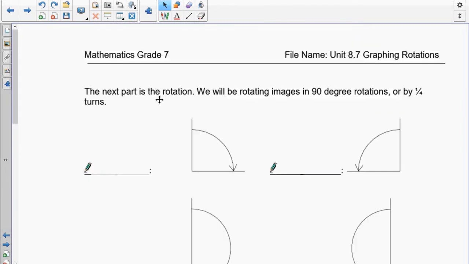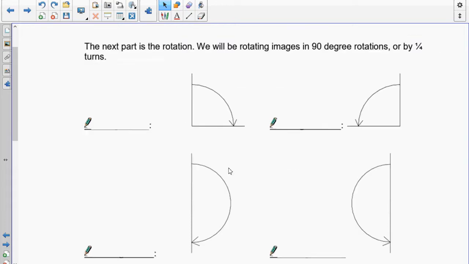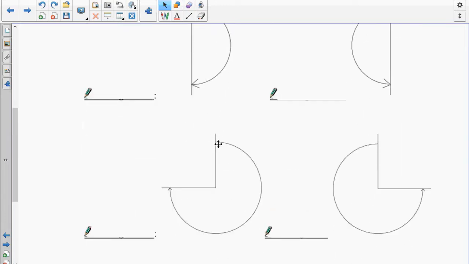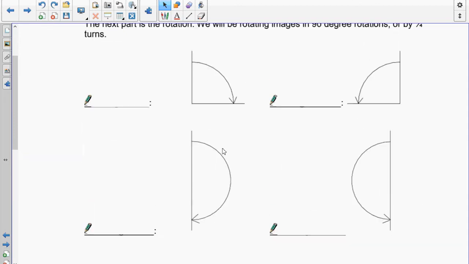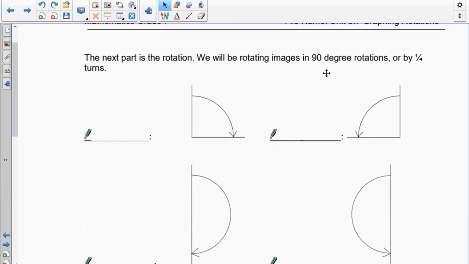On our next page, you'll see that we're talking about the rotations. We're going to be rotating our images in 90-degree rotations. So it's going to go 90, 180, or 270. Now, you notice that this is clockwise, and all the ones on the right-hand side are counterclockwise. So to show a rotation, you have to show me not only how far it goes, 90 degrees, but which direction it is. Now remember, this is 12 up here, and this is 3 down here. So we're doing 90 degrees, and it's going 12, 1, 2, 3 clockwise. So this turn is a 90-degree clockwise turn.